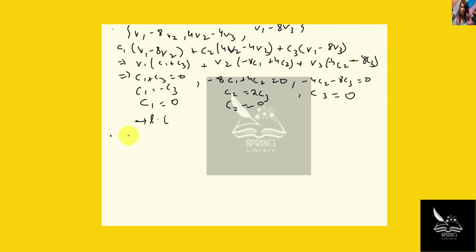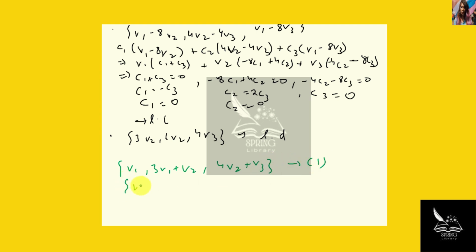And the last one is 3v2, 6v2, 4v3. This is clearly linearly dependent. So therefore the correct answer to this problem becomes the linearly independent sets are v1, 3v1 plus v2, 4v2 plus v3, which is option 1, and v1 minus 8v2, 4v2 minus 4v3, v1 minus 8v3, which is option 2.